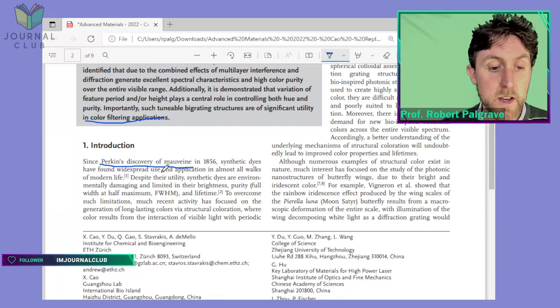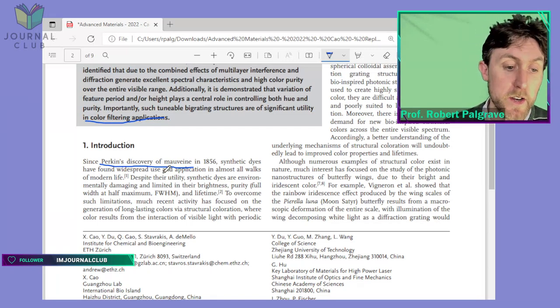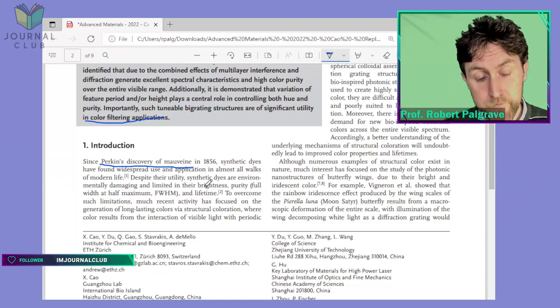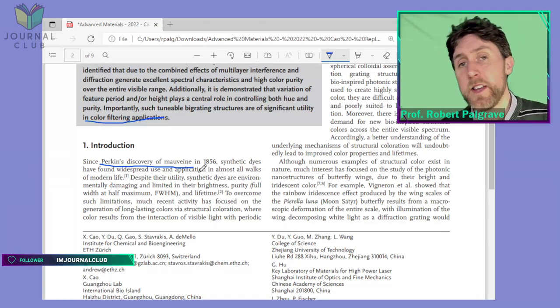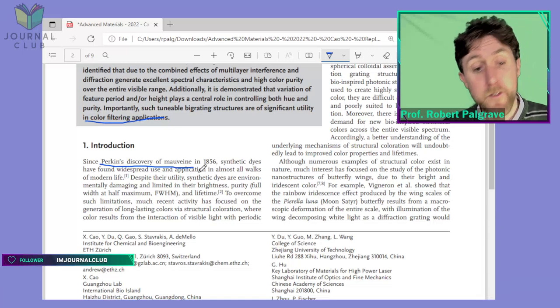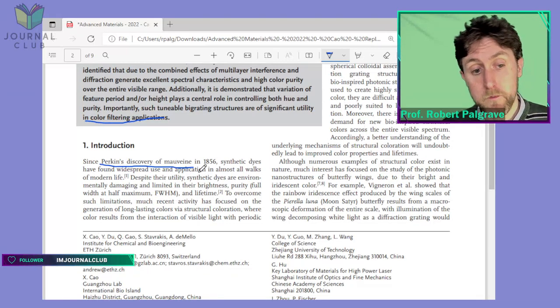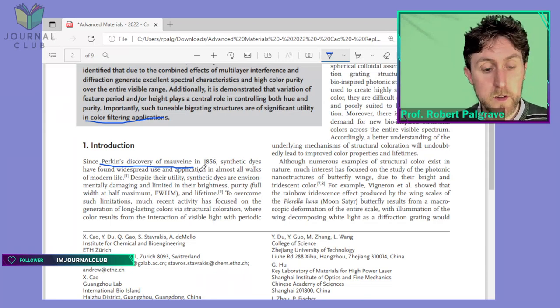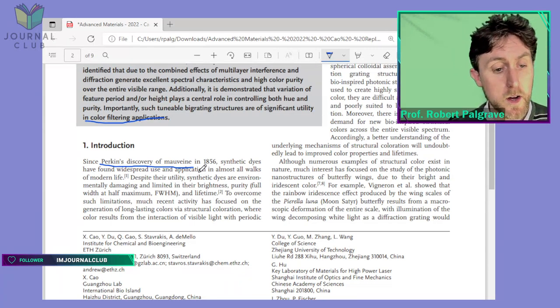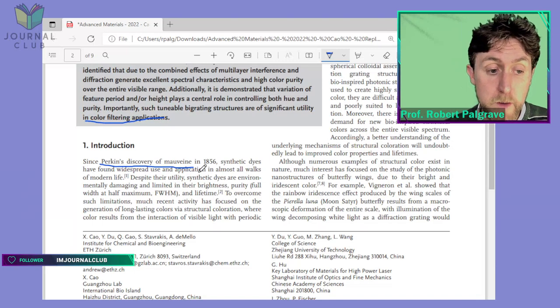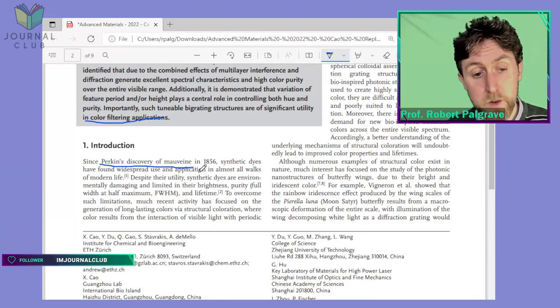Despite their utility, synthetic dyes are environmentally damaging, and limited in their brightness, purity, and lifetime. So synthetic dyes, however good quality they are, eventually will fade. They will break down over time, and they'll stop being as brightly coloured. They'll stop having the properties that they had before. So they can also be environmentally damaging. They don't have to be, but they can be.